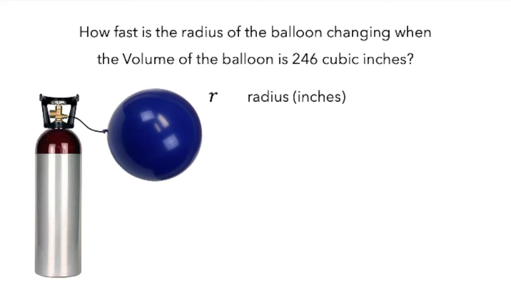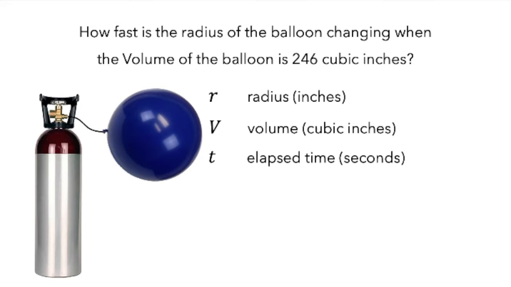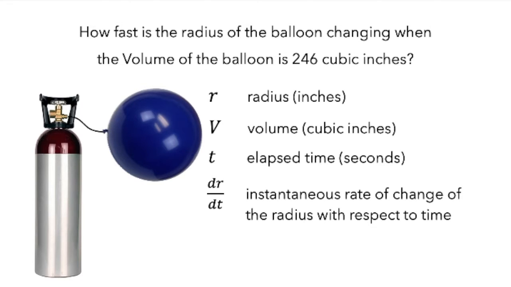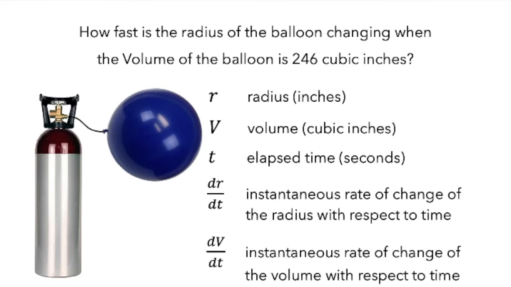If we let r represent the radius of the balloon in inches, v the volume of the balloon in cubic inches, and t the number of seconds elapsed since the balloon started filling with air, then dr dt is the instantaneous rate of change of the radius of the balloon with respect to time. That is, how fast the radius of the balloon is changing, and dv dt is the instantaneous rate of change of the volume with respect to time.